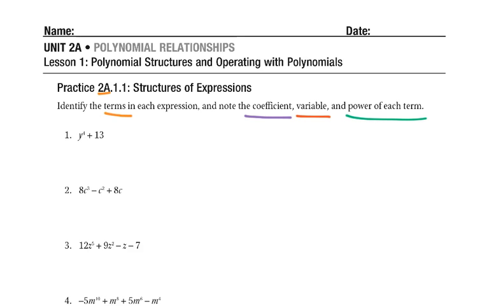So, if we're taking a look at this, we've got two terms right here, right? Y to the fourth and 13. Okay? So our terms would be y to the fourth and 13. So we have two terms. Okay? So now, do we have any coefficients? Remember, a coefficient is the number multiplied by a variable. So we could say that 1 here is our coefficient because it's technically 1 y to the fourth. But we really don't need to say that, okay? The variable, obviously, is y, okay?